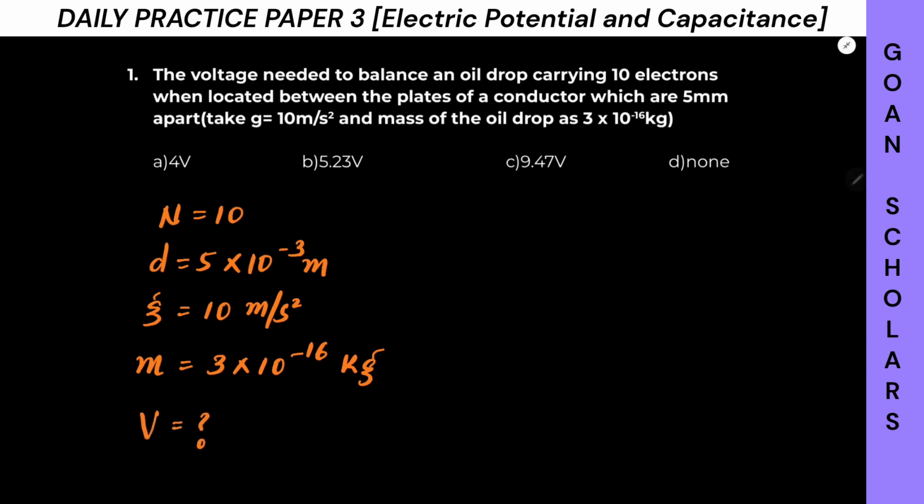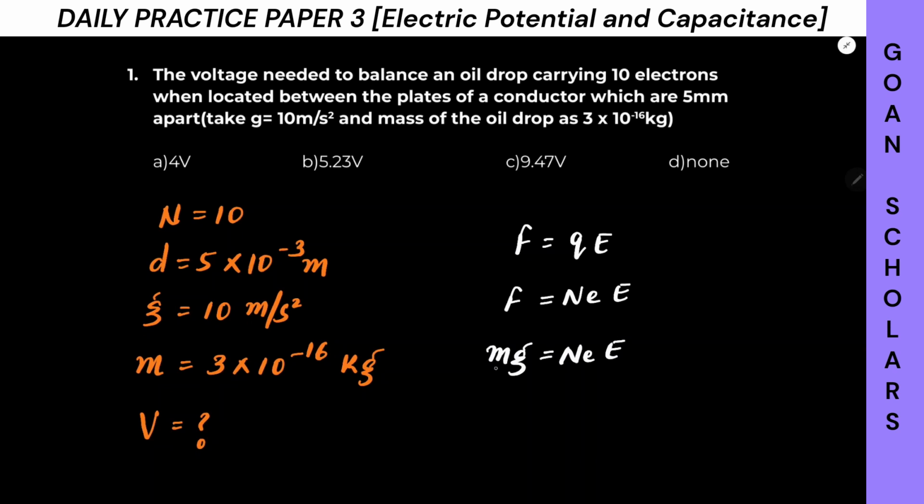We know that if the oil drop is experiencing some force, this force is given by the electrostatic force F equals to QE, correct? And Q will be equal to the number of electrons, so n e. This will be the force, right? And this force is the electrostatic force, and this is balanced by what? Gravitational force, which is equal to the weight. So mg equals to n e E.